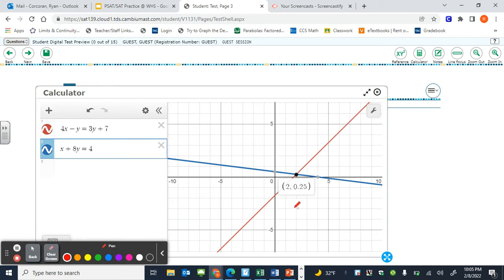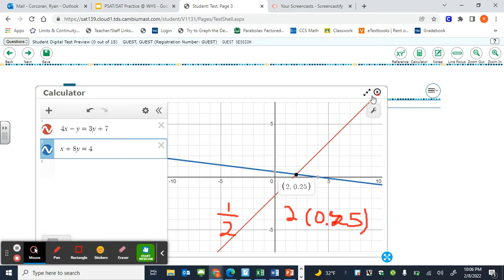So we could multiply 2 times 0.25, that came out a little rough. So we would get 1/2 or 0.5. Let me get out of this.